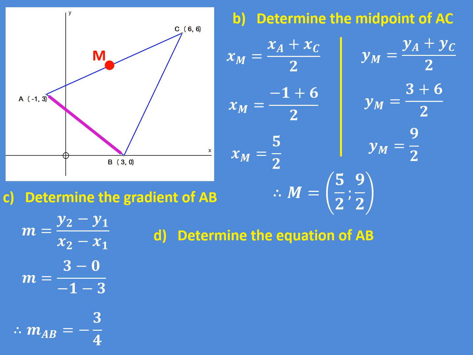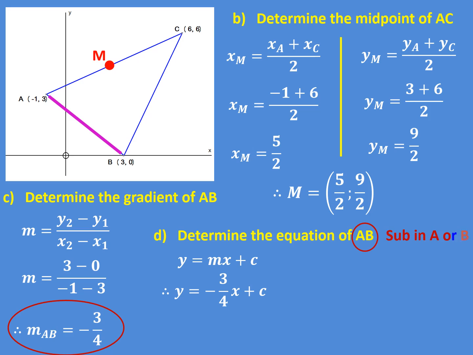We're then going on to determine the equation of that line. Now the equation of a straight line is y equals mx plus c. We've calculated our gradient, so y is equal to minus 3 over 4x plus c. And we now need to substitute in either A or B, because I want the equation of AB. And I'm going to choose B. And the reason is it's got a 0, so I try and work with zeros as far as possible because they're easy to work with.